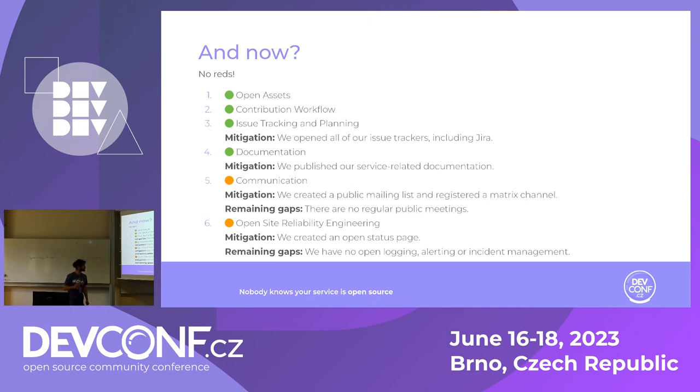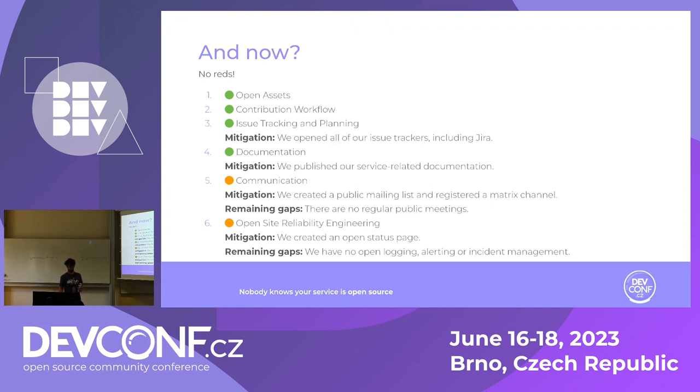And in open site reliability engineering, we have an open status page now, so you can look whether Image Builder is working and running. We still don't have open logging, alerting, or incident management. I think that we will work on open incident management because I think this would be very valuable and very achievable. I'm at this point less sure about open logging and open alerting. Maybe alerting, but logging I'm still very uncertain about. I think that would take a lot of effort from our team.